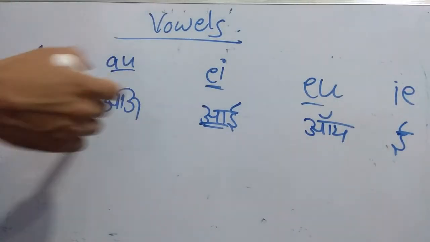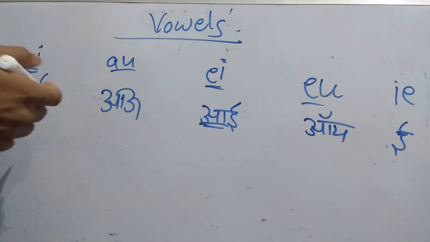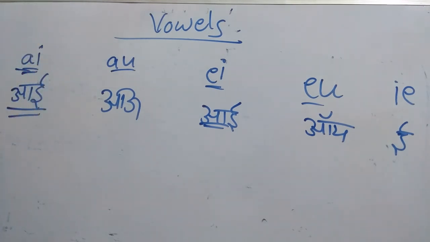So today we have seen the alphabet, vowels, and combinations of vowels. In the next class, we will learn more things about German.